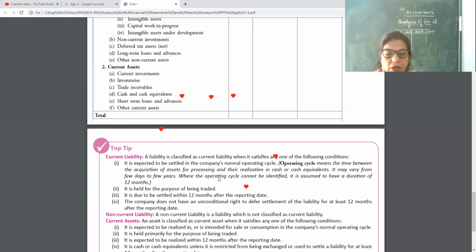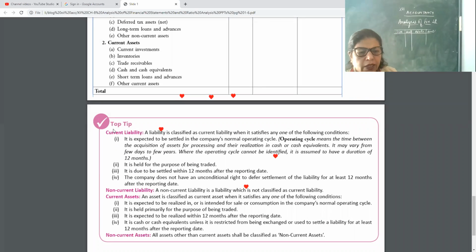Now, there is some confusion between current liability and non-current liability, as well as current asset and non-current asset. That is the confusion generally in the mind of the students. How can we say these are the current liabilities? In simple language, current liabilities are those liabilities which can be fulfilled by the following conditions. First, that it is related with the operating cycle. Now, what is the operating cycle? Operating cycle means the time between the acquisition of asset for processing and their realization in cash. That may be from a few days to a few months.